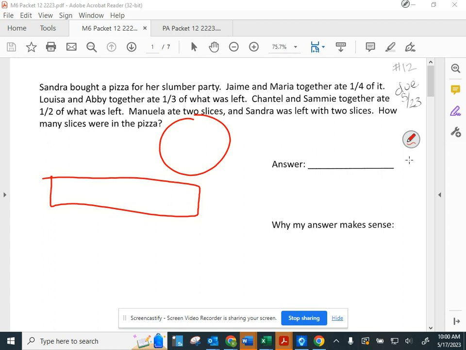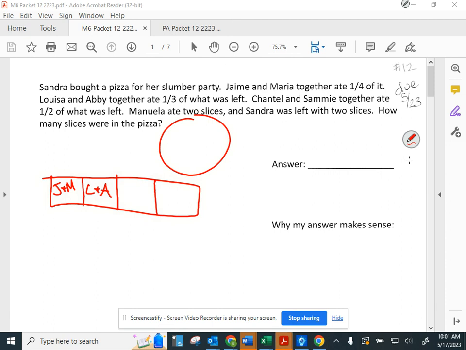Okay, so if Jamie and Maria together ate 1/4 of our pizza, how do I want to break my pizza up? Into 4s. So I'm going to break it up into 4s. So I know Jamie and Maria ate 1/4 of it. Then it says Louisa and Abby together ate 1/3 of what was left. So what would be 1/3? 1 box, because there are 3 boxes. So I know Louisa and Abby ate that.